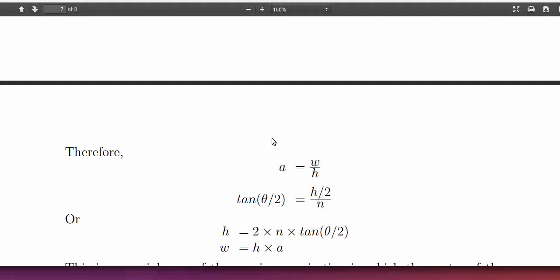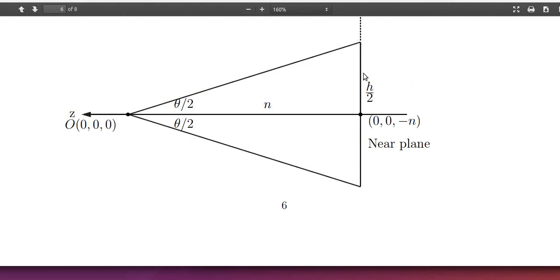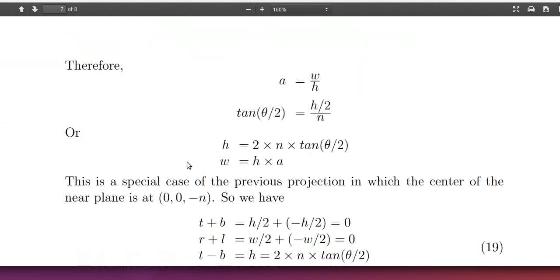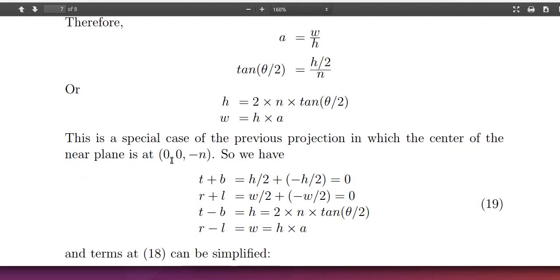So here we have A equals W over H. A is the aspect ratio. Tangent theta over 2 equals H over 2 over n. Okay, this length divided by this length. Or H is equal to 2 times n times tangent theta over 2, and W is equal to H times A. Okay. So this is a special case of the previous projection in which the center of the near plane is at 0, 0, minus n.